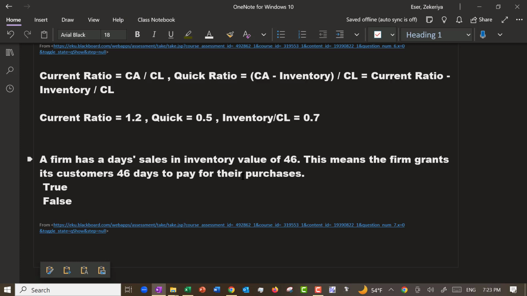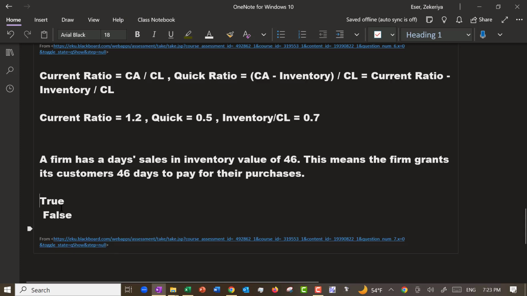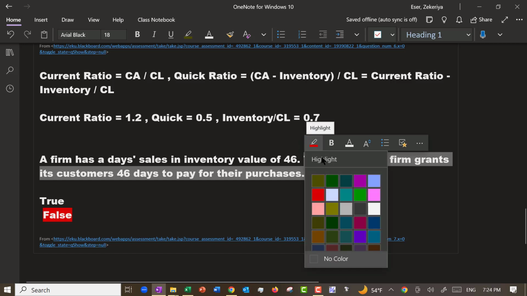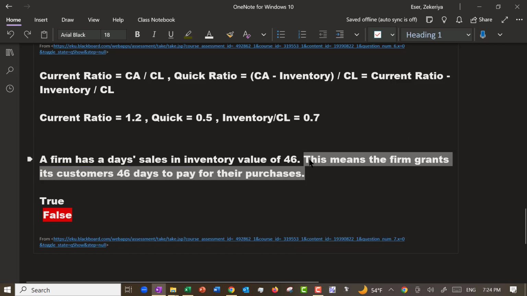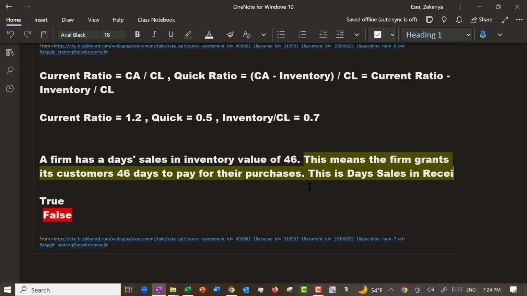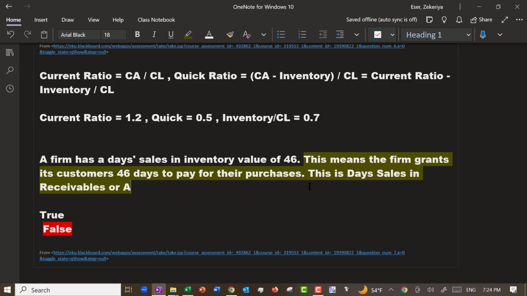Here's a better answer. It is false because what's defined in this second sentence is days' sales in receivables, or average collection period, which has nothing to do with inventory.